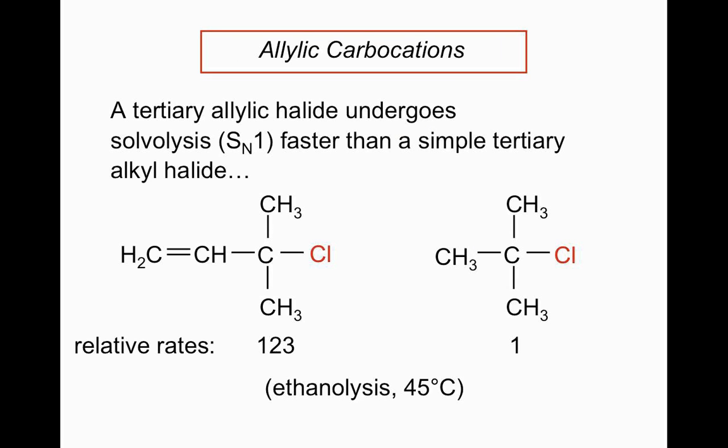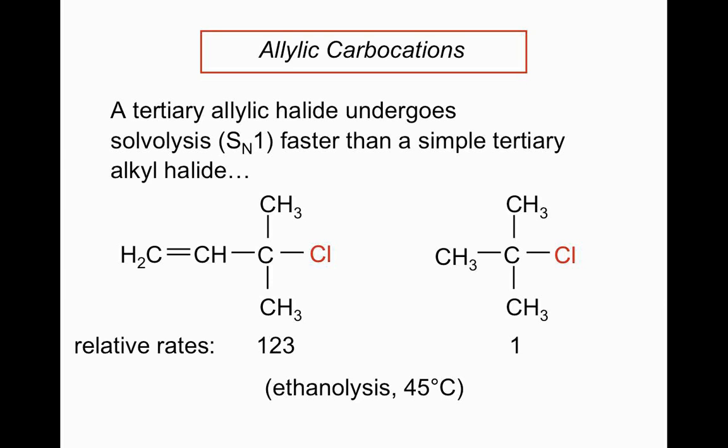Let's take a close look at the allylic carbocation substituent to understand the properties of allylic carbons. So first we begin by looking at the relative rates of ethanolysis of an allylic carbon versus a tertiary carbon. Notice on the left we have the allylic carbon. On the right we have a tertiary carbon. In each case these are chlorides, an allylic chloride and a tertiary chloride. Notice the relative rates of these two compounds when they undergo ethanolysis. The allylic chloride undergoes ethanolysis about 100 times faster than the tertiary chloride does.